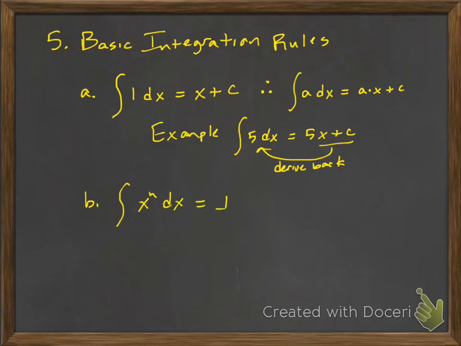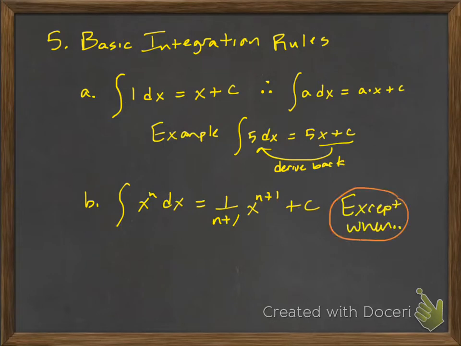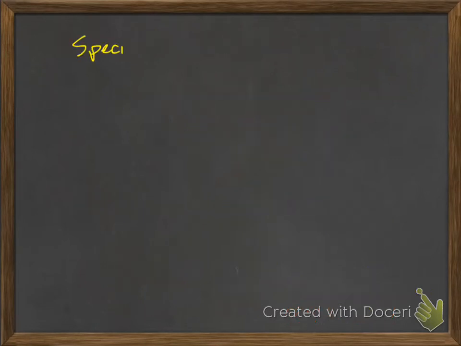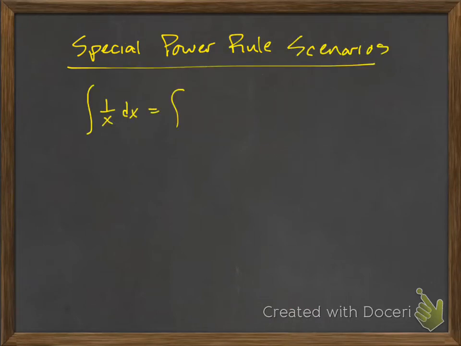The second is the power rule we already know. I'm just writing it a little differently. If you have x to the n, add 1 to the power and then divide by it. But there is one exception: when x is to the negative 1 power, because if you add 1 to that power and divide by it, you're going to get x to the 0 on top over 0 on the bottom, and you cannot divide by 0. So there's this one exception. X to the negative 1 is a special case, so we want to look into that one. There are another couple special cases out there, but that's the big one.